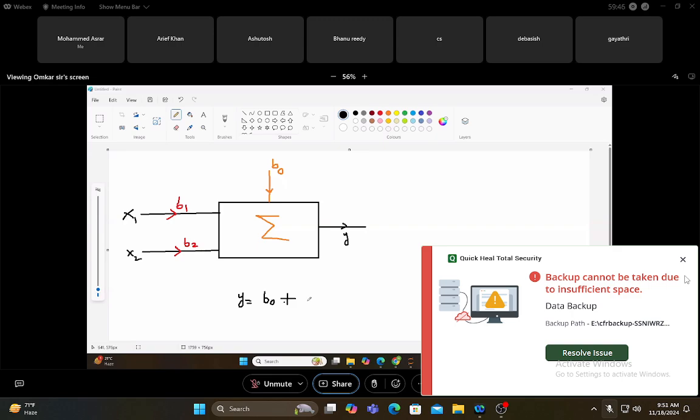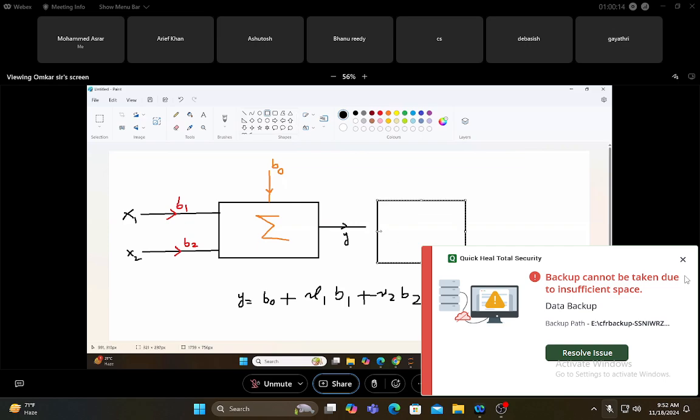So that's why X1 and B1 plus X2 and B2. On top of this, you are applying sigma, right? Then what happens? 1 by 1 plus e power minus the equation is coming. And then one more box will come.